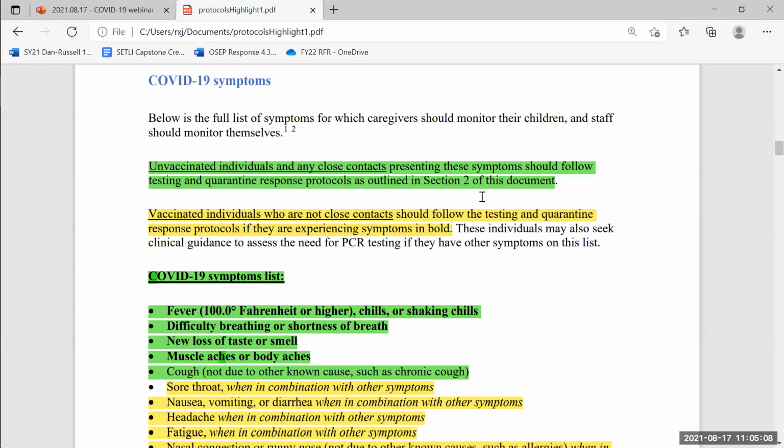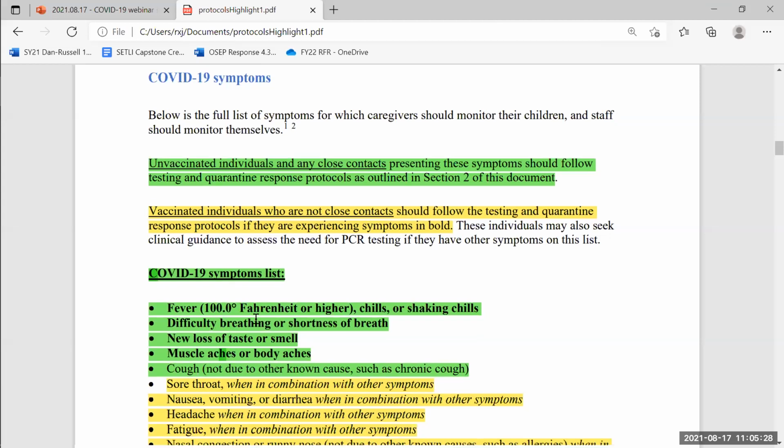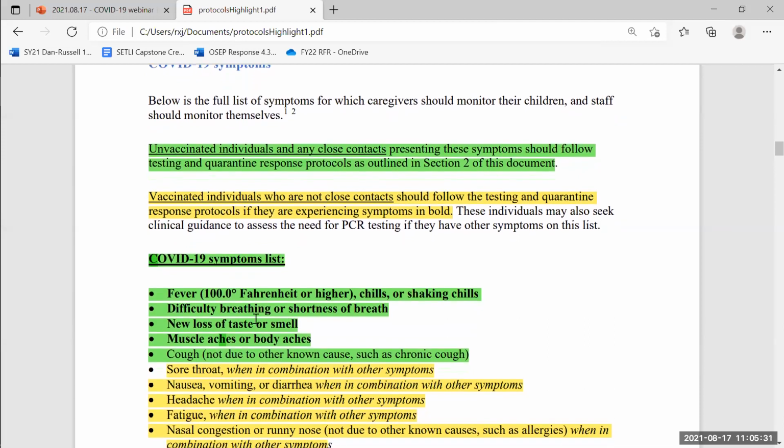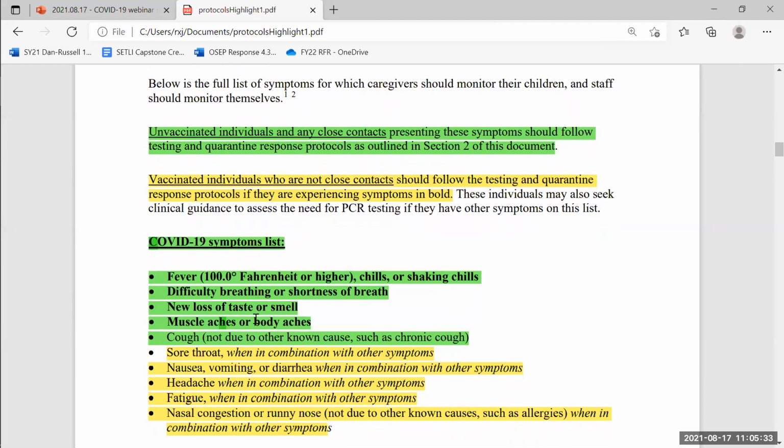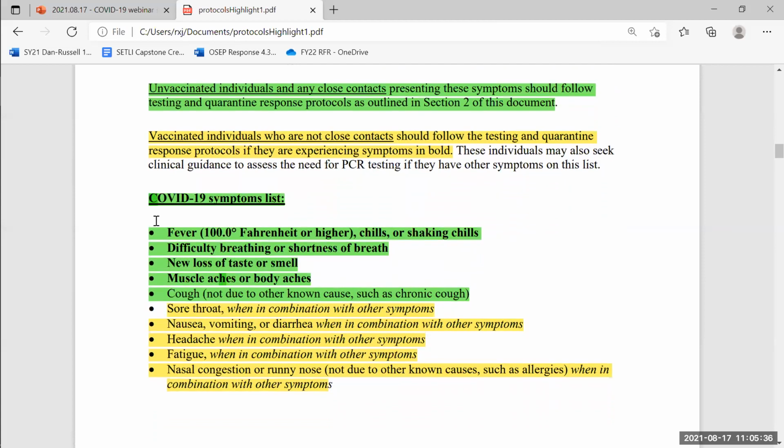But here's the big difference. Vaccinated individuals who are not close contacts should follow the testing and quarantine protocols if they are experiencing the symptoms in bold. So if an individual is vaccinated and they're showing symptoms, these key symptoms that are in bold down here, that's where we really want to take notice of those vaccinated individuals, and they need to make sure that they follow the testing and quarantine response protocols. So let's just take a look at the symptoms list, because this is different than last year. And so, please don't rest on the information you had last year about the symptoms list. There are some key changes here.